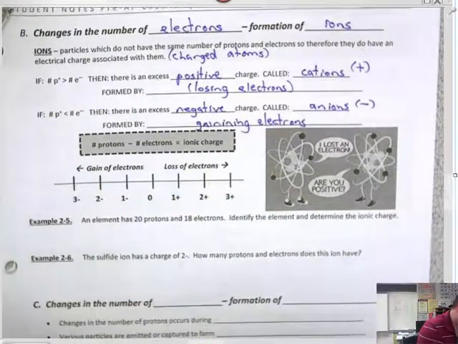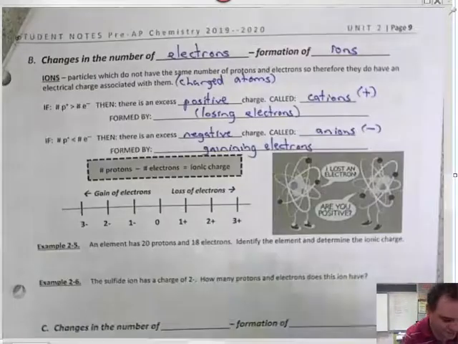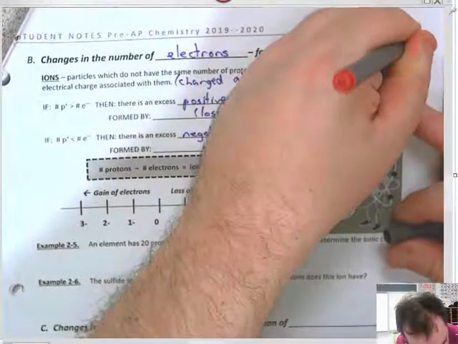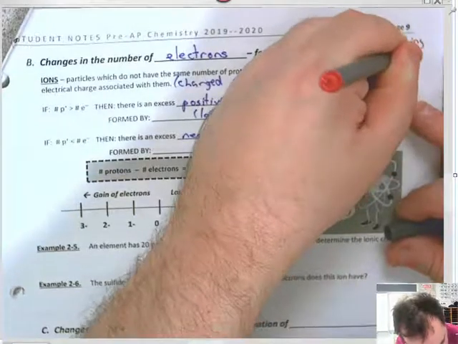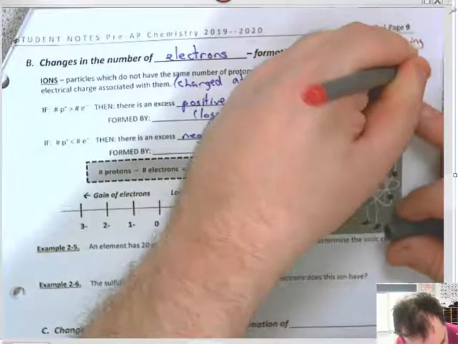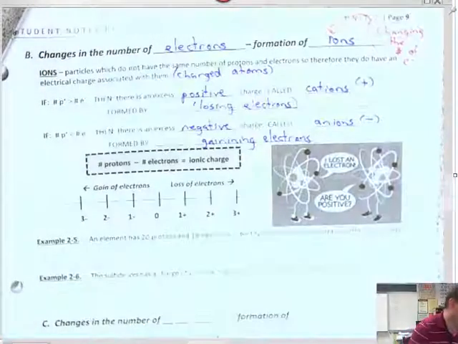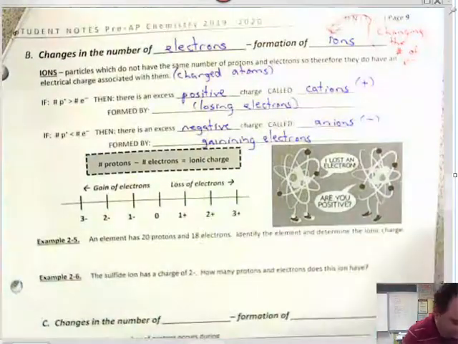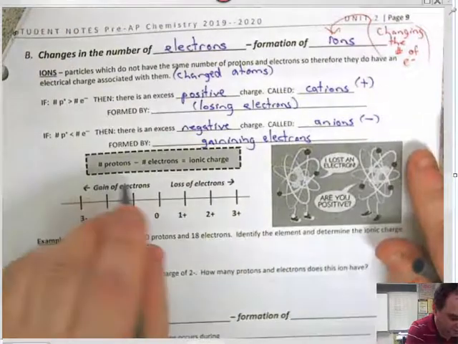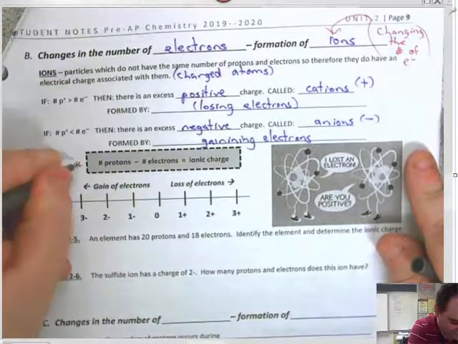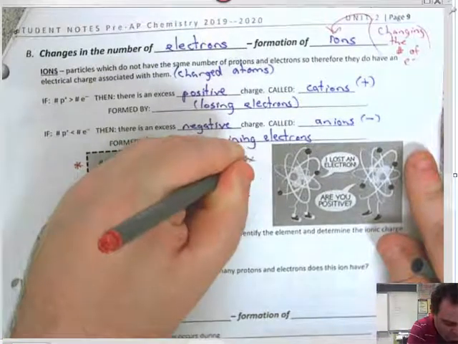Ions are formed by changing the number of electrons. That is how we get an ion. There is a formula: protons minus electrons equals ionic charge. This is a formula you will have to know.